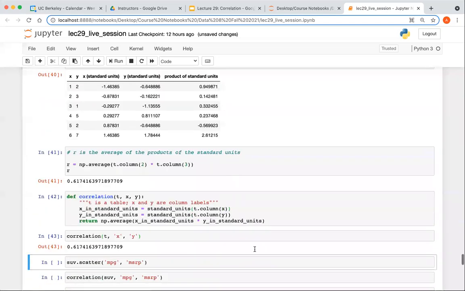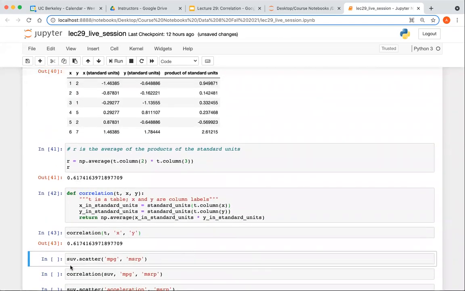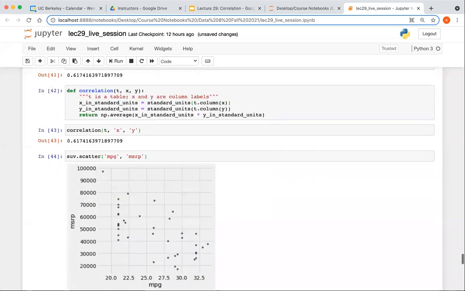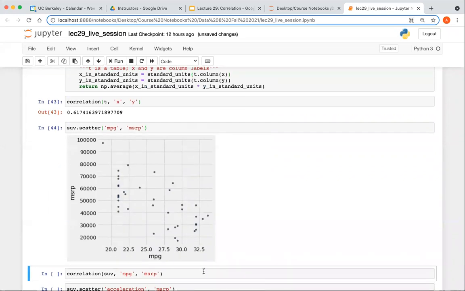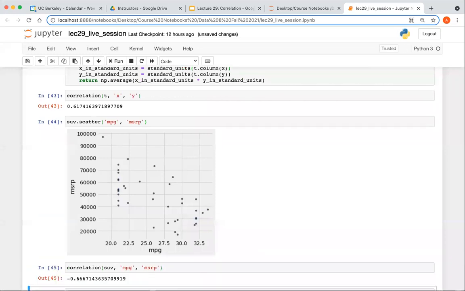0.6174, same thing. Excellent. Okay, so now we are going to look at our SUV picture. This is mileage and suggested retail price. And the correlation will be, you agree, is going to be negative, but it's not going to be -1. And our function gives us -0.666. Okay, that makes sense.